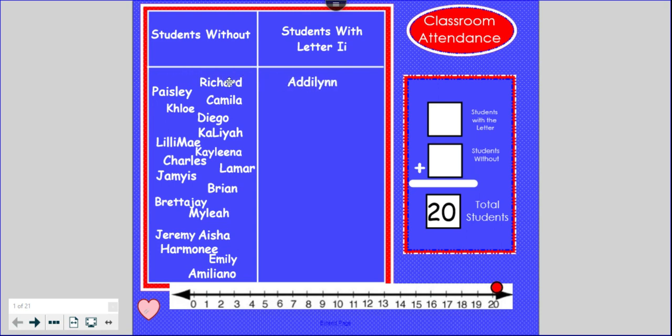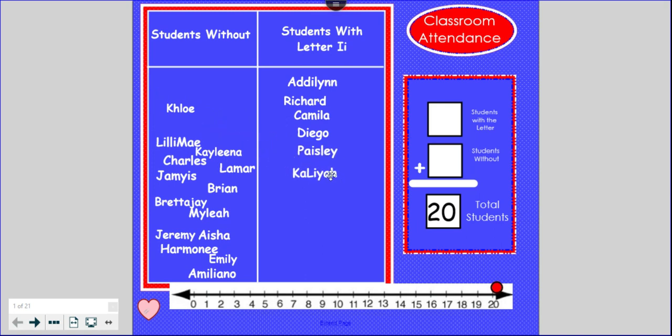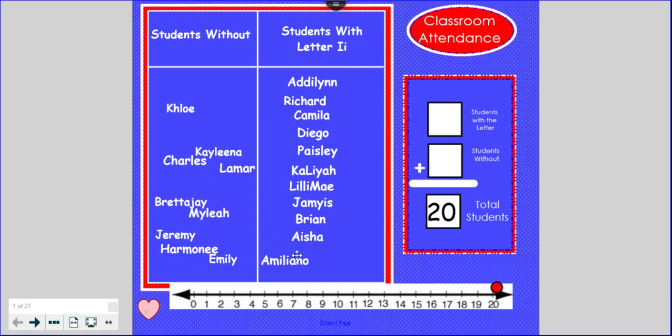Adeline has a lowercase I, Richard has a lowercase I, Camila has a lowercase I, so does Diego. Oh, and so does Paisley. So does Kalia. Lily Mae has two lowercase i's. Jamias has one. Wow, lots of friends with the letter I in their name. Brian has one. Aisha has one. Emiliano also has two lowercase i's. Did I miss any? Let's take a look. Nope, doesn't look like it.